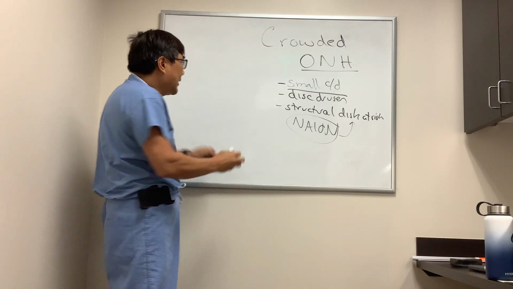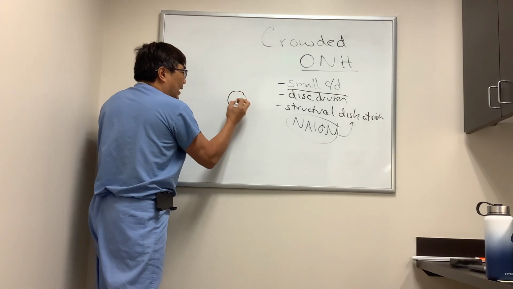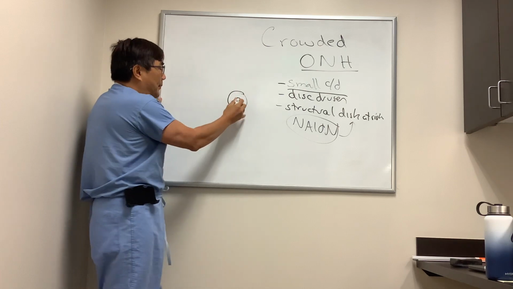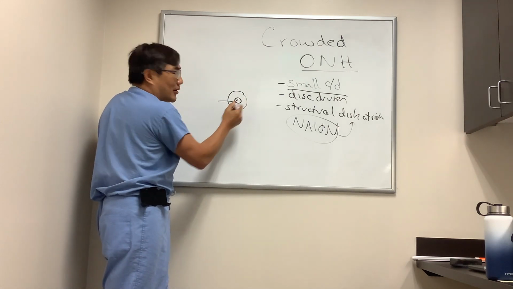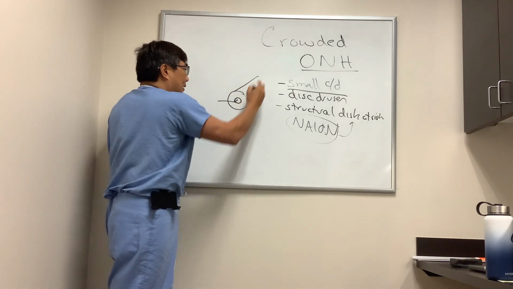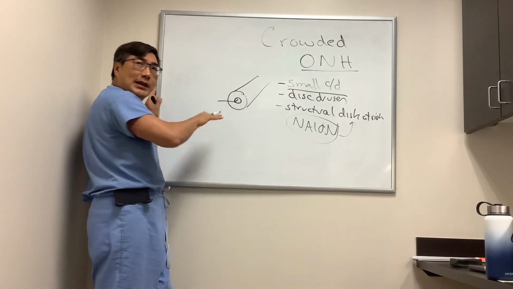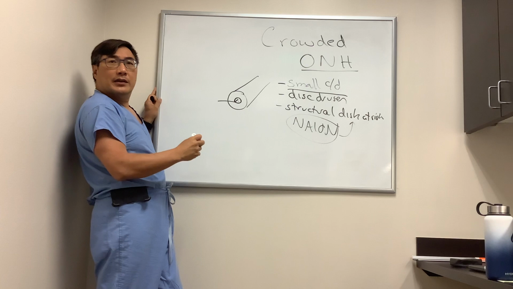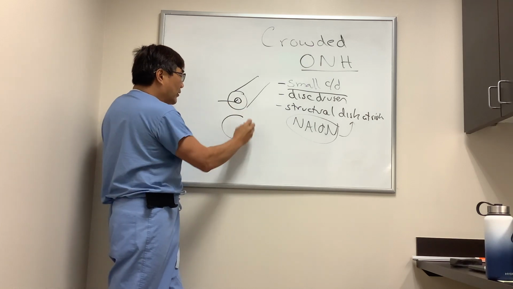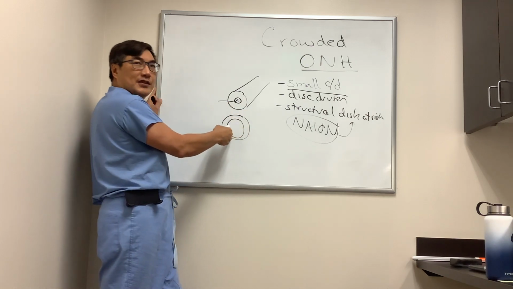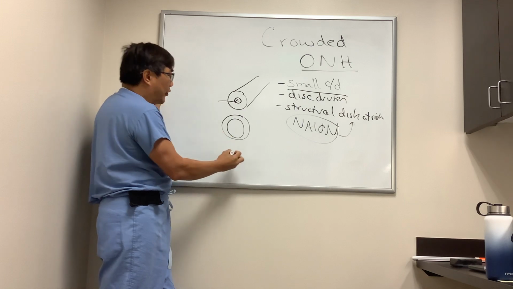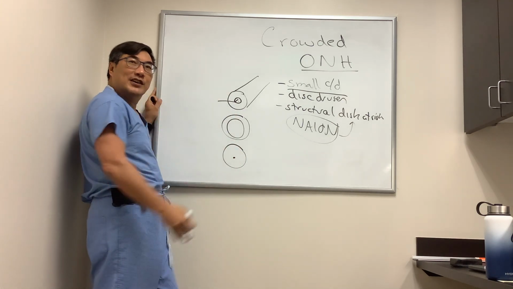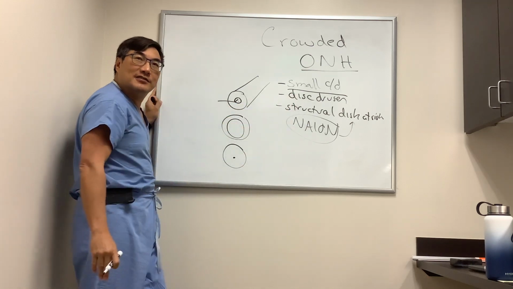And so if you have a nerve, it has a cup, and the cup is where the nerve fibers are bending and exiting and being displaced to the side. And so it's like a donut with a donut hole. So you can have a donut with a big hole, and the most common cause of this is glaucoma, or you can have a donut with no hole because it's a jelly-filled donut because it's filled up with disc drusen.